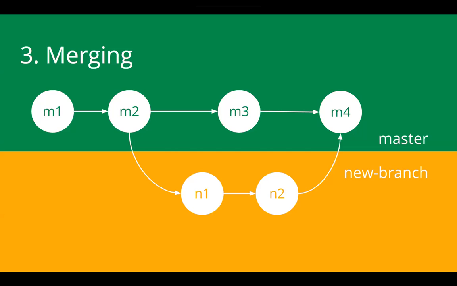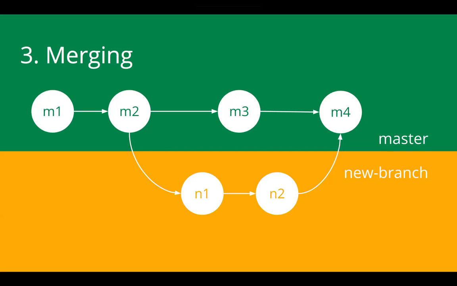And that new commit is on master because we first checked out to master and then merged the new branch into master. So now master has a new commit, while the new branch is untouched. You can still go back to new branch and find all your data there and keep working on it. Maybe add a few more commits to it, like N3 and N4 and so on.